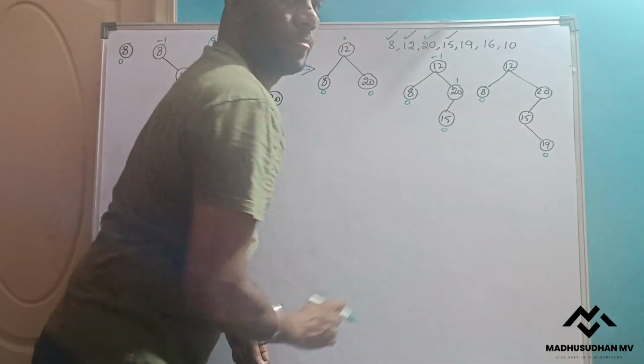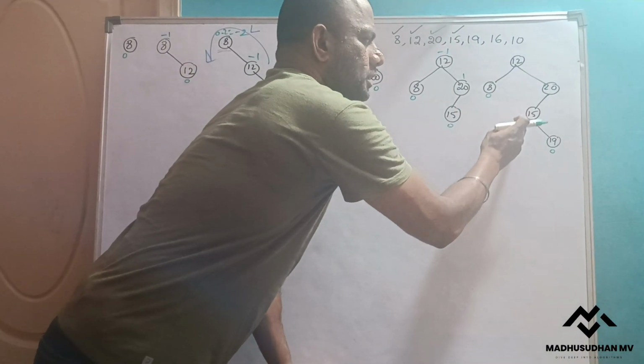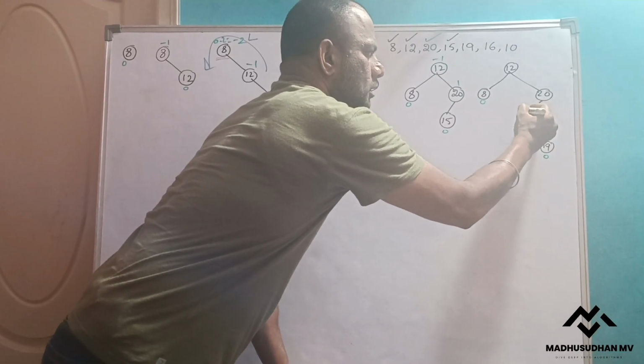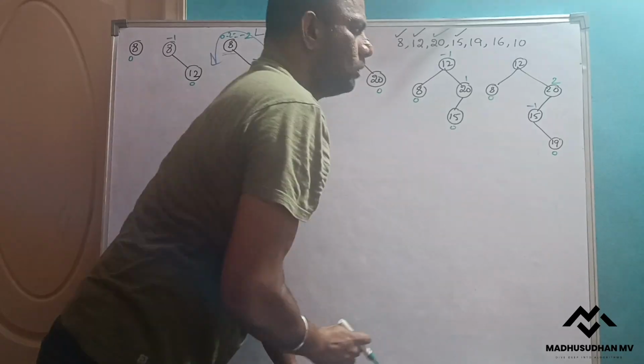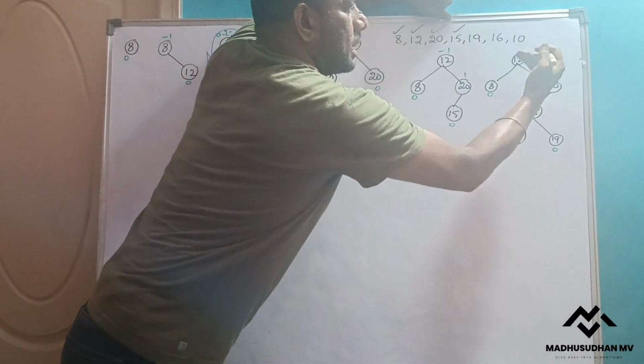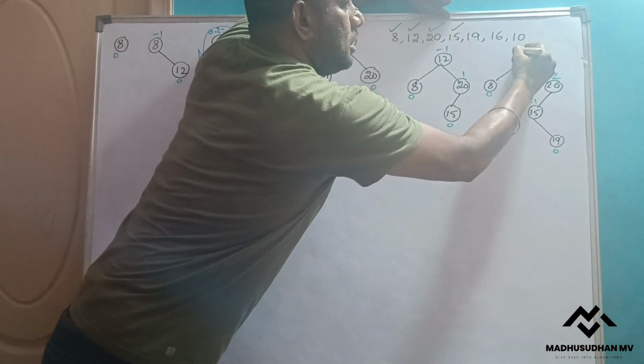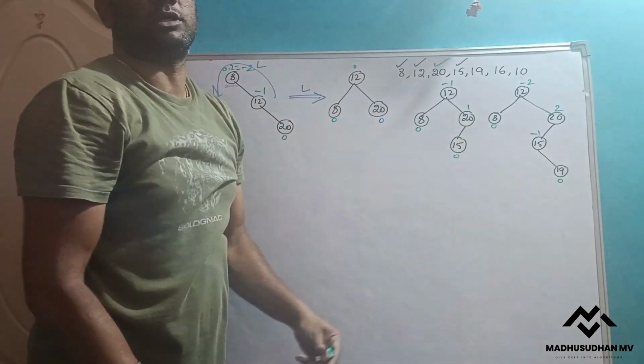Leaf node 0. Next, there is no edge, so it's 0. One edge, 0 minus 1, minus 1. Here 2, here 0, 2 minus 0, 2. So here 1, 2, 3. Right side 3, here 1, 1 minus 3, minus 2. Again, I have two nodes that are imbalanced.